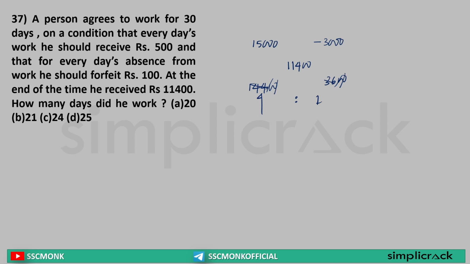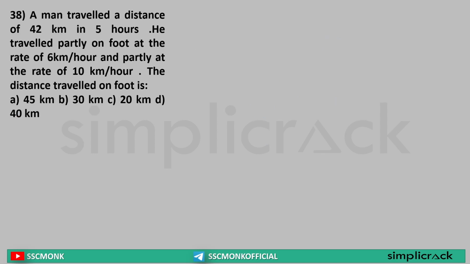Clear? Yes. But sir, it is asking about what? How many days did he work? Sir, the total is what? 4 plus 1, 5. That means 5 parts is equal to 30. One part will be 30 by 5, 6. So number of working days is 4 into 6, that is equal to 24. Answer option C.